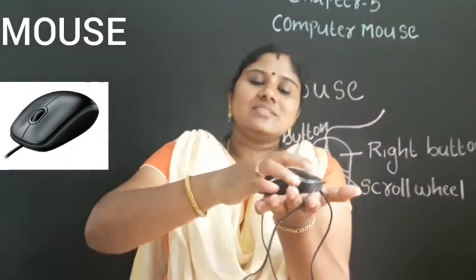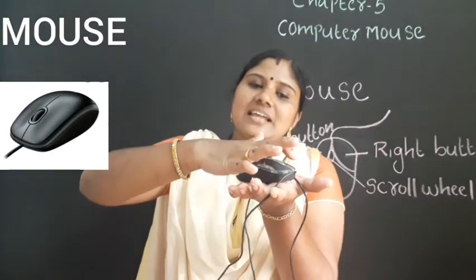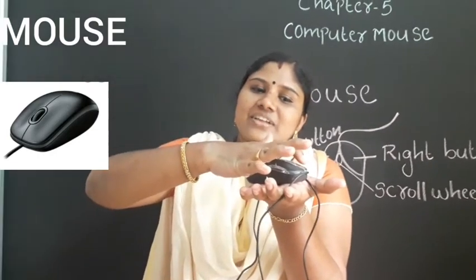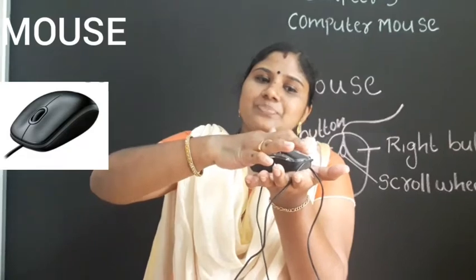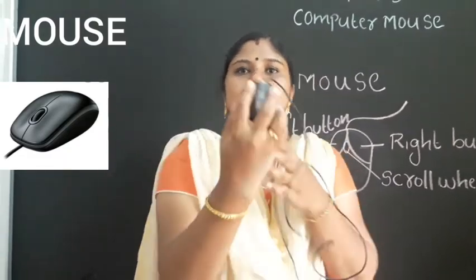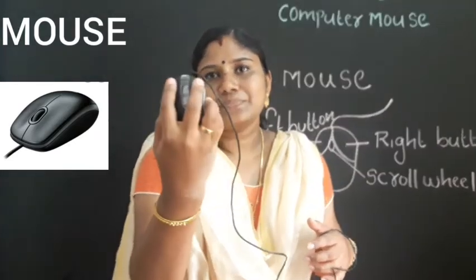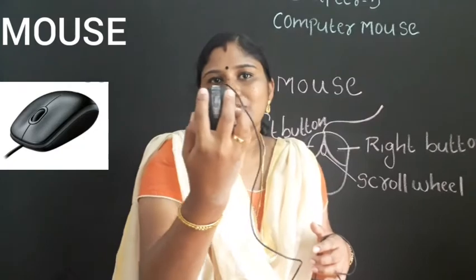Okay. Look here. We just place our hand above the mouse. Then place the index finger on the left button. Then the middle finger on the right button. Okay. This is the way to hold the mouse. Okay. All of you understand?